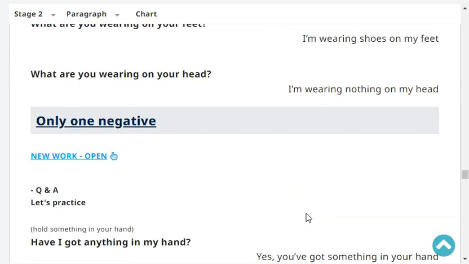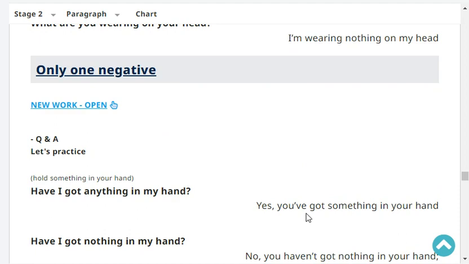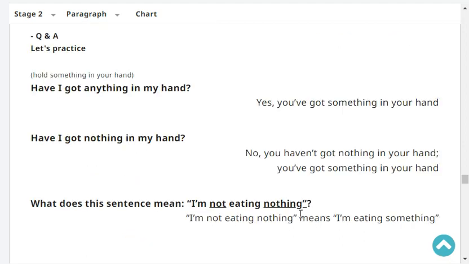Okay. Next. Have I got anything in my hand? Yes, you've got something in your hand. Very good. Have I got nothing in my hand? No, you haven't got nothing in your hand.